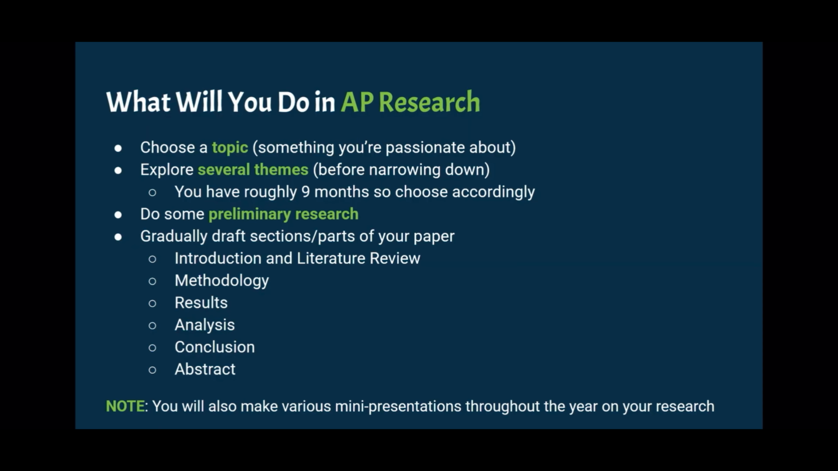And throughout AP Research, you're going to gradually draft the sections and parts of your paper, which include the introduction, literature review, methodology, results, analysis, conclusion, and your abstract. This is the order that you will be writing them in during the year, but the only difference in the actual ordering when you create your paper will be the abstract at the top. The reason you're not doing the abstract at the start of the year is because an abstract is supposed to be an overview of your paper. Hence, you do the abstract all the way at the end of the year.